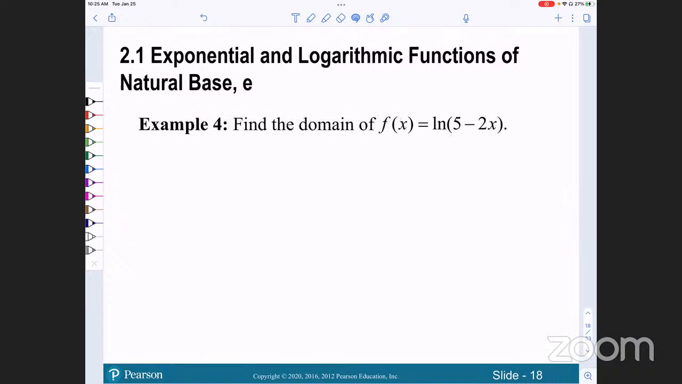The domain of this. So again, when we take the log, this part has to be strictly greater than 0. We can't take the log of negative numbers, nor can we take the log of 0. So we say 5 minus 2x has to be strictly greater than 0. If we solve this, add and divide, we get 5 over 2 is strictly greater than x. We're talking about from negative infinity up to 5 halves, and I think both of these get parentheses.